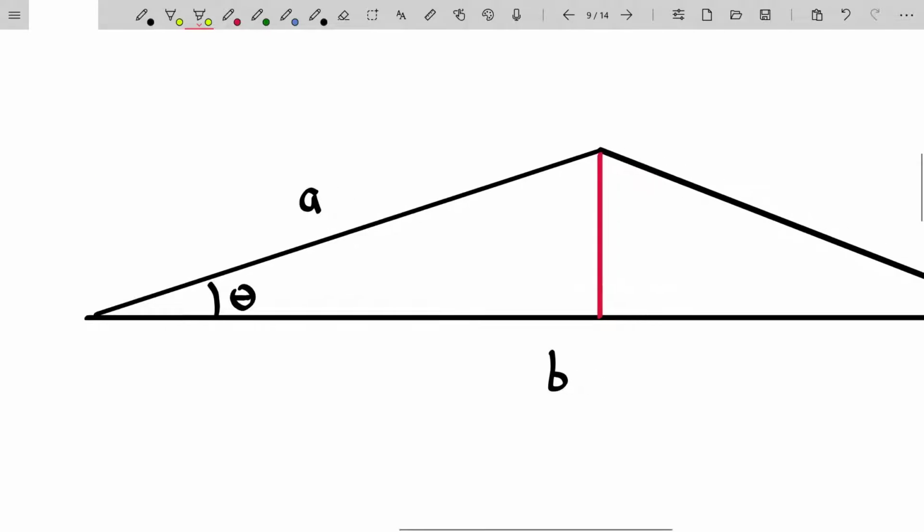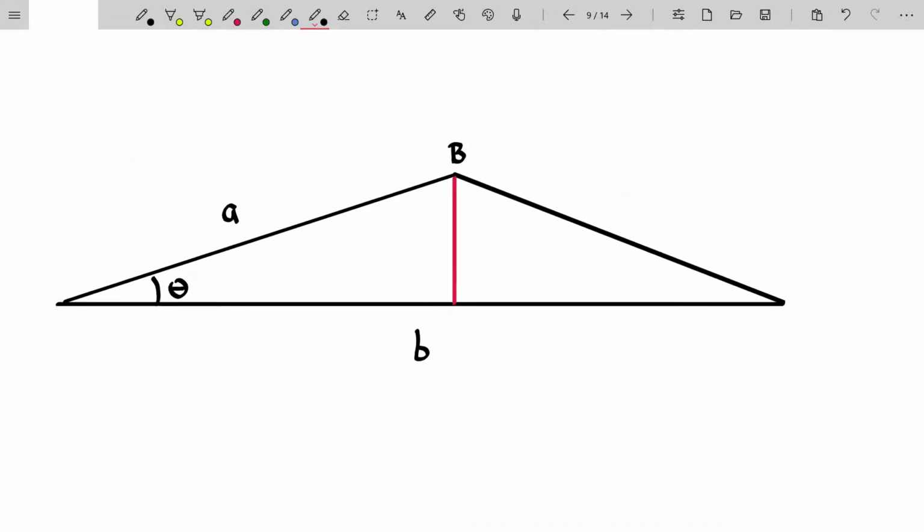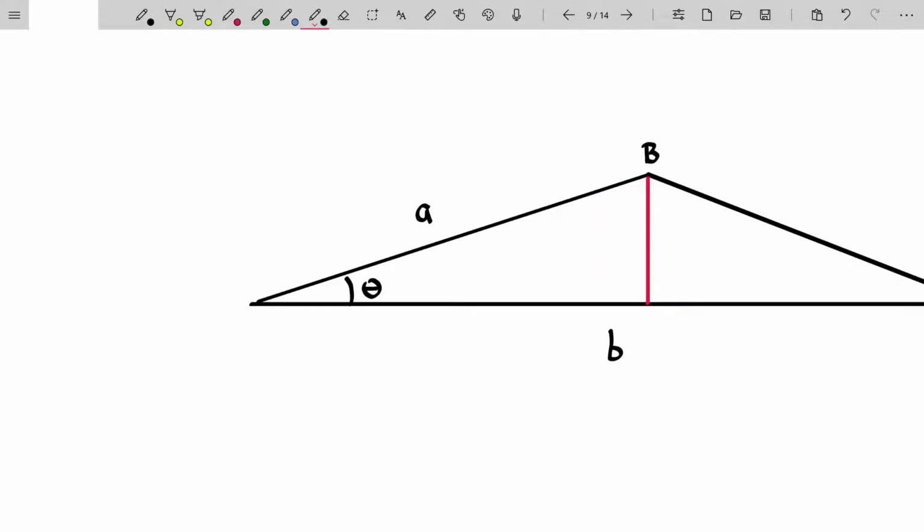Now, I could also mention here, I suppose, that the angle opposite side B is angle B, if you really wanted to know that. The angle opposite side A is angle A, and obviously the angle theta technically is angle C, but nobody really cares about that.